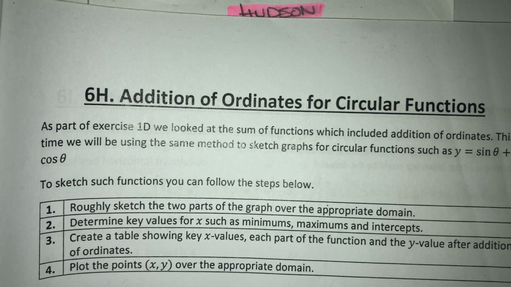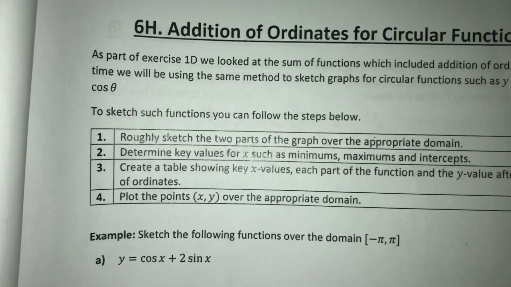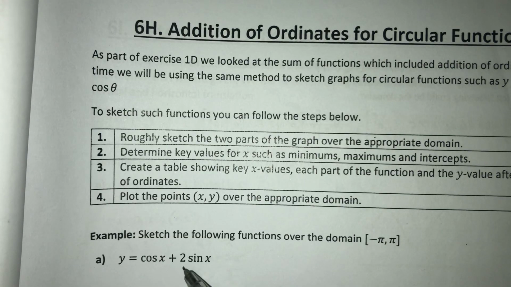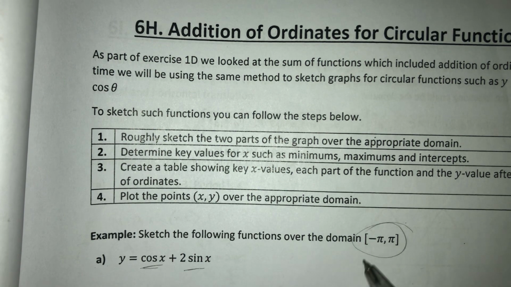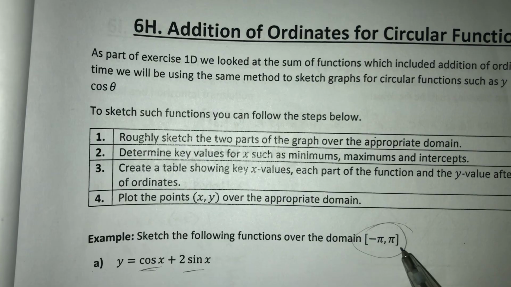Okay, now we're up to 6H, addition of ordinates for circular functions. Basically what this means is a function, y equals, which has got a couple of terms in it that we either add or subtract. So we're going to graph cos of x and we're going to graph 2 sine of x. And we need to be careful of the domain. The domain here is between negative pi and pi.